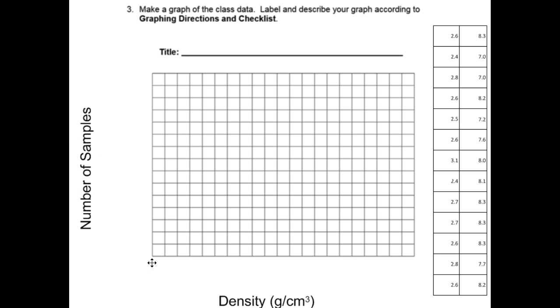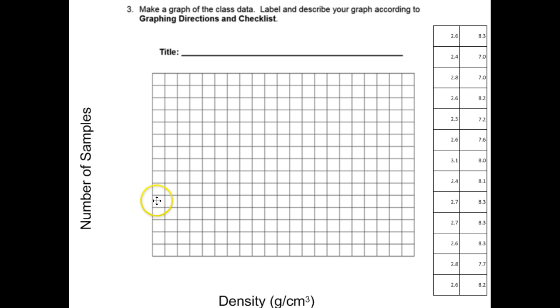So now I need to look at my densities and determine what the intervals are going to be for the histogram. If I look at this here, the smallest number that I have is 2.4. And when I look throughout the whole thing, I find that the highest value I have is 8.3. So I need to make sure that my histogram actually encompasses those values. I'm going to start at a low value and kind of work up. I need to make sure that I can fit it all in here.